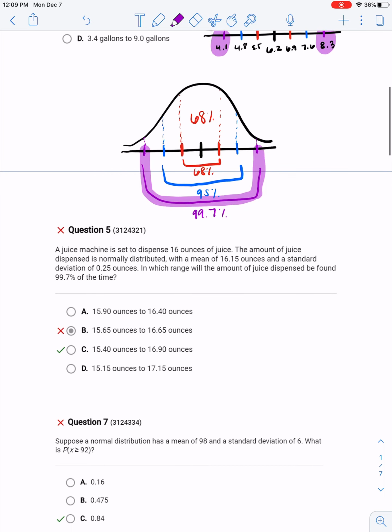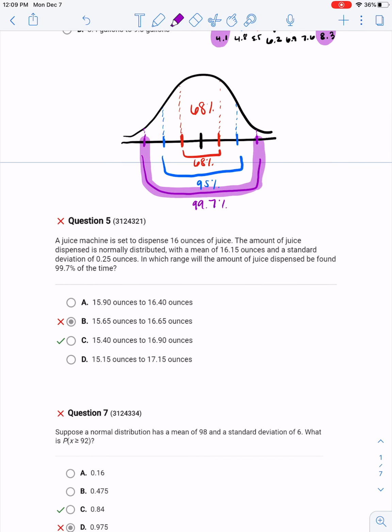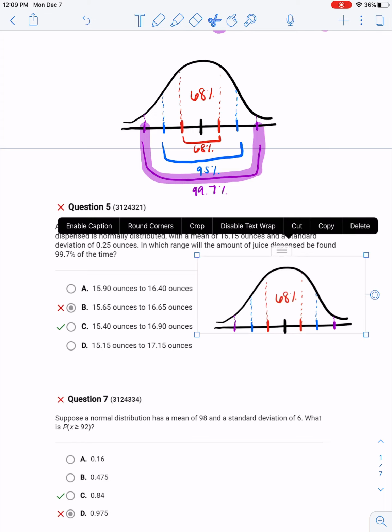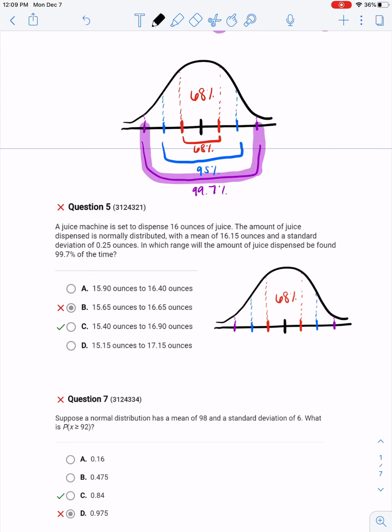All right, a juice machine is set to dispense 16 ounces of juice. The amount of juice dispensed is normally distributed with a mean of 16.15 and a standard deviation of 0.25. In which range will the amount of juice dispensed be found 99.7% of the time? This is just like that last one that we did. Okay, so the mean, again, it says a mean of 16.15. That goes in the middle, 16.15. Okay, and a standard deviation of 0.25.